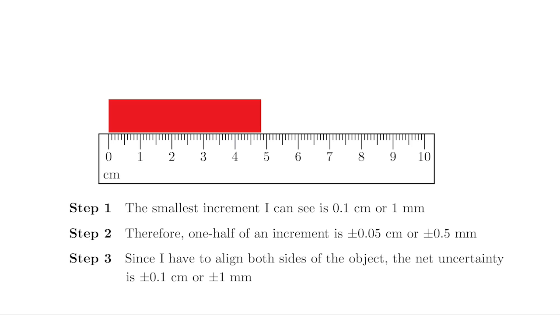What this means is that since I have to align both sides of the rectangle to the ruler, the net uncertainty is twice that 1/2 increment, meaning the net uncertainty is equal to the original increment. So the net uncertainty would be plus or minus 0.1 centimeters or plus or minus 1 millimeter. And therefore I would read this length from this ruler as either 4.8 plus or minus 0.1 centimeters or 48 plus or minus 1 millimeters.